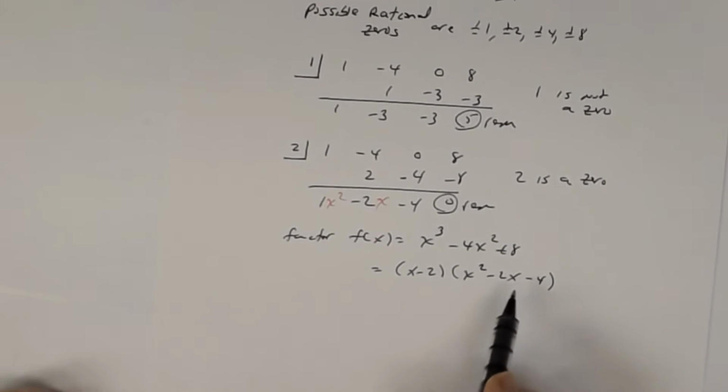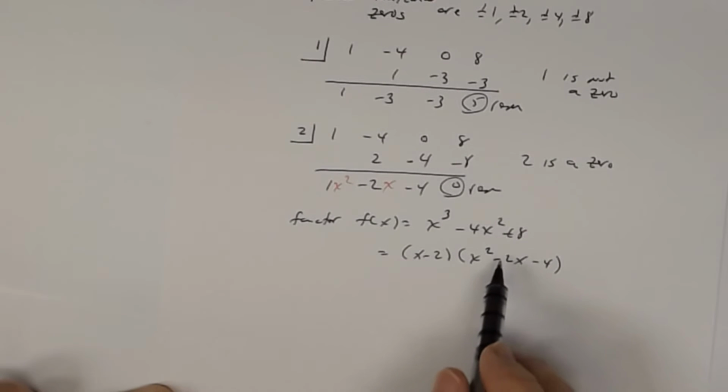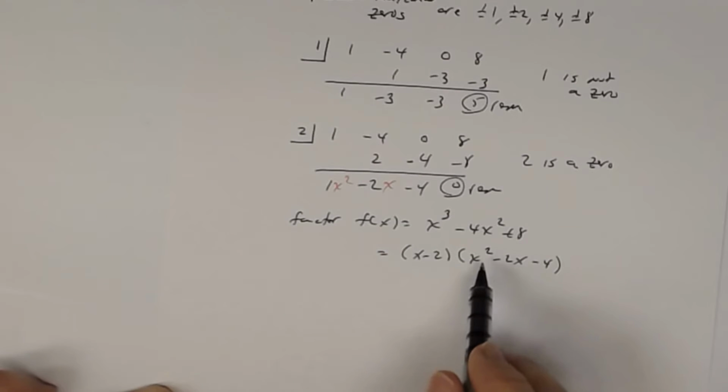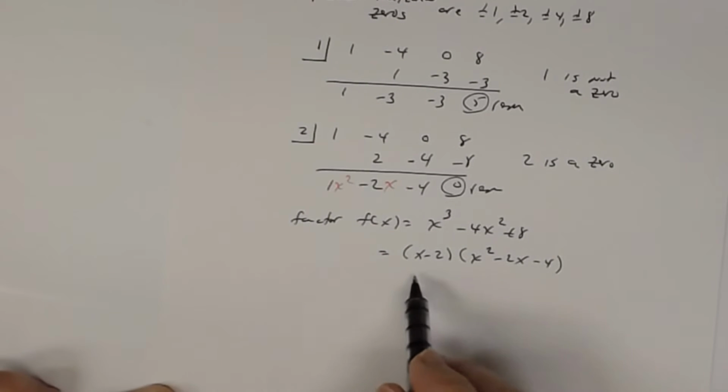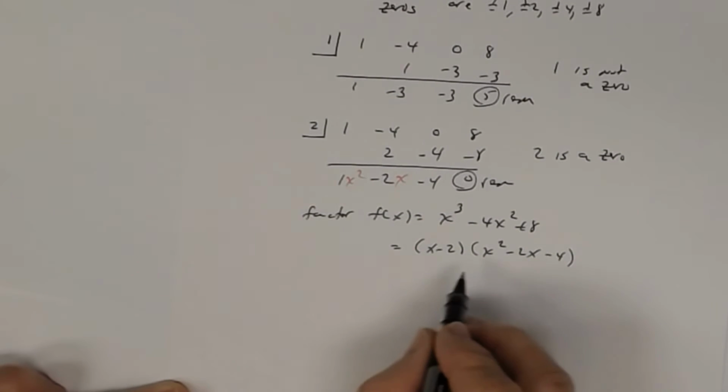Now this is not factorable. If you could factor this over the rational numbers, then each of those zeros would be rational, but yet you cannot factor this. So let's use the quadratic formula.